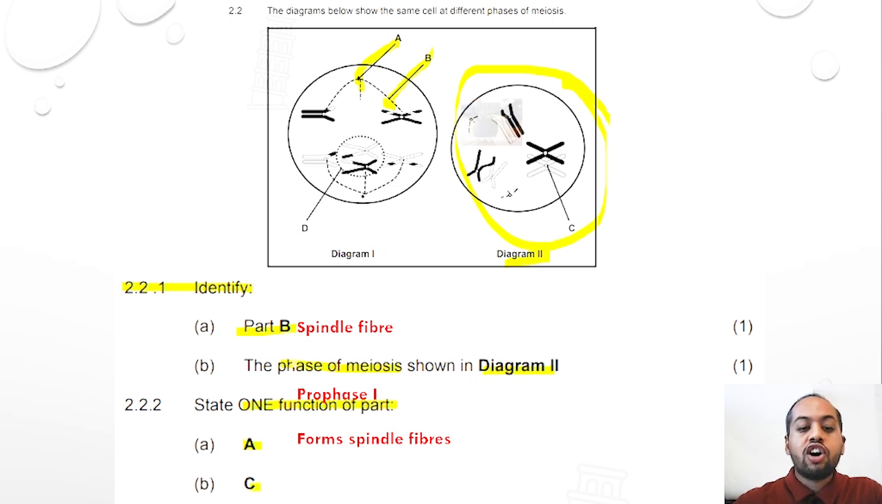Then one function of part C. If we go to part C, that's referring to the centromere. And what does the centromere do? It's going to hold your chromatids in place. It's going to join your 2 chromatids together.